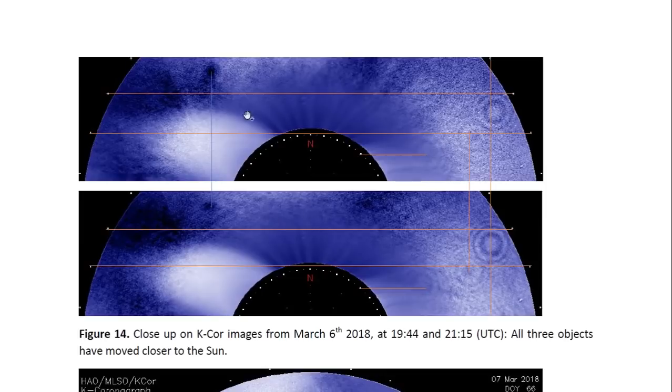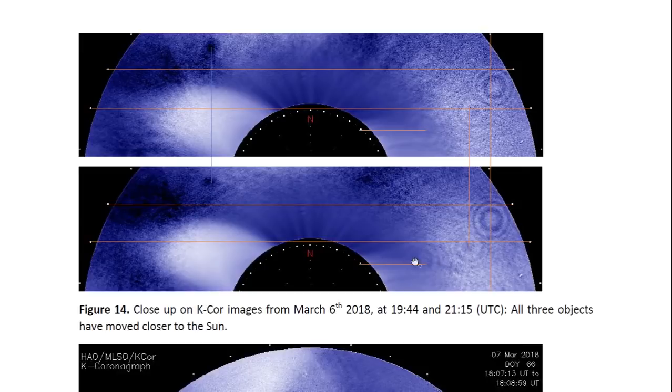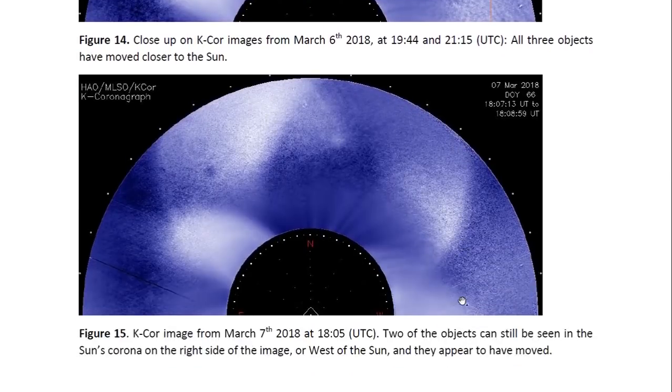And here I've drawn a whole lot of lines to estimate how much these objects have moved. And they all seem to have moved closer to the sun. So this is the 1944 and the 2115 image. This one has moved closer to the sun, and so has this one. You can see the line seems to be closer to the center of the brightest central part of the object. So they all seem to have moved closer to the sun.